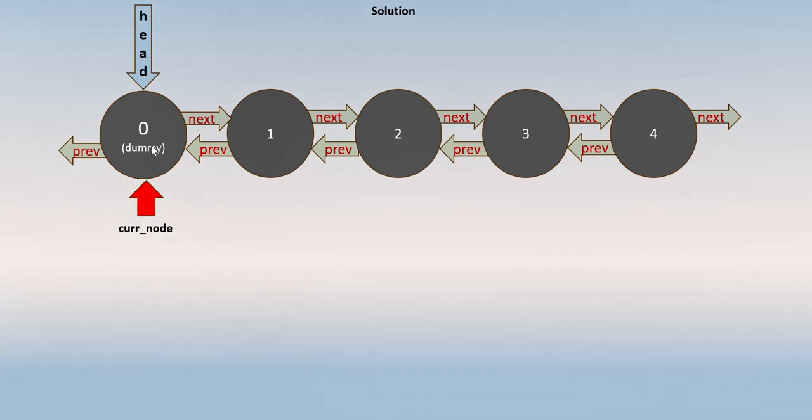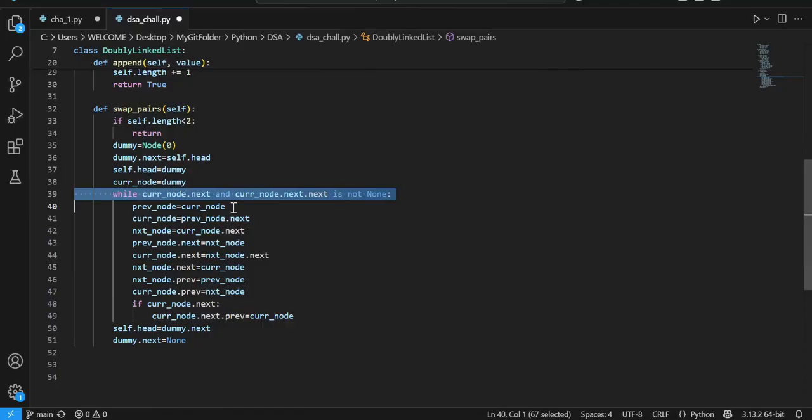So current node is 0, 0 dot next is 1, and 0 dot next next is 2. So this while loop is basically checking whether we have these 2 nodes available or not. So yes, we have these 2 nodes, so it will come inside this while loop. And now focus on these 3 lines.